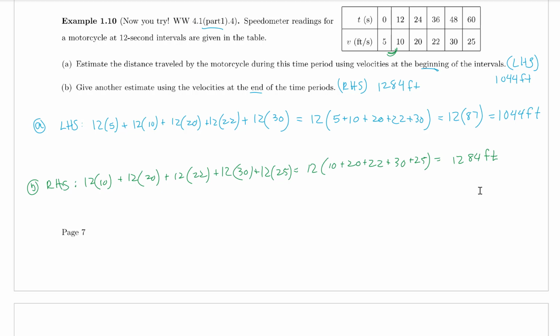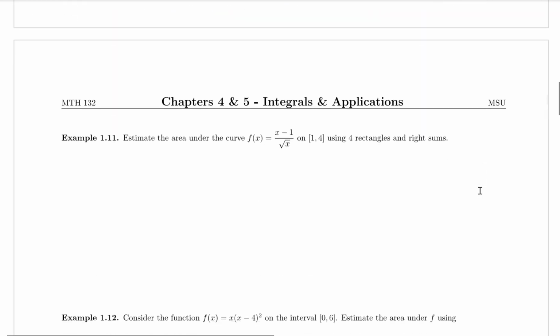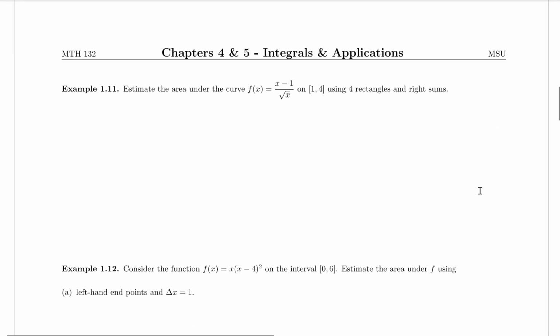Alright, let's take a look at the next example. For this example now, we are going to be using a formula for our equation to determine the heights of our rectangles at our endpoints. We're doing it on the interval from 0 to 4 using 4 rectangles. This is going to be a little bit tricky because we're going to have some fractions to deal with.